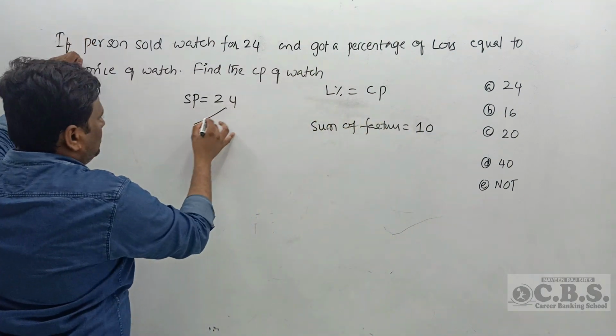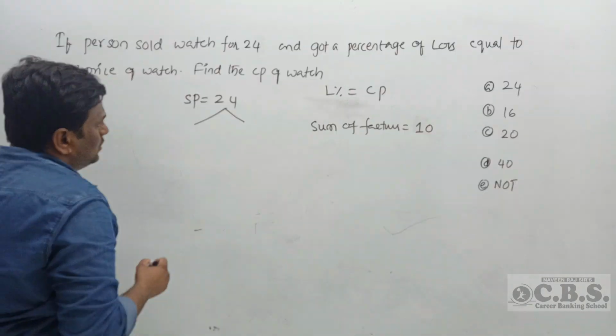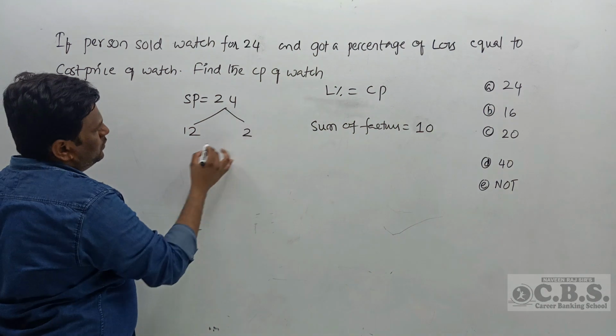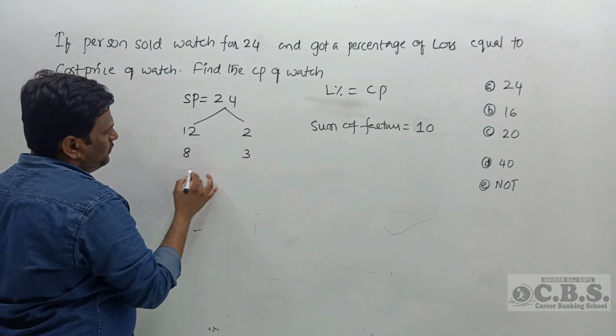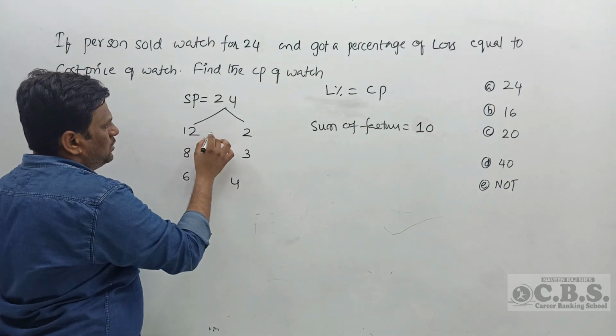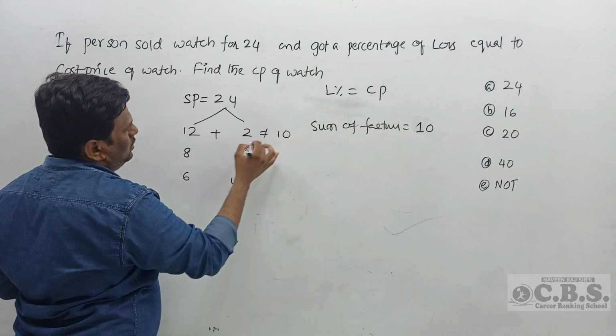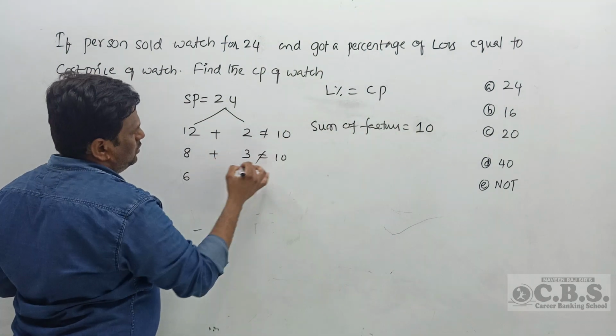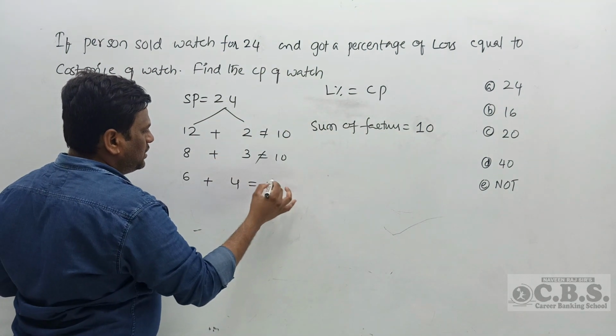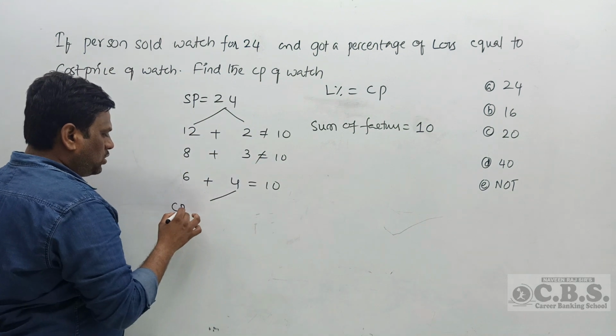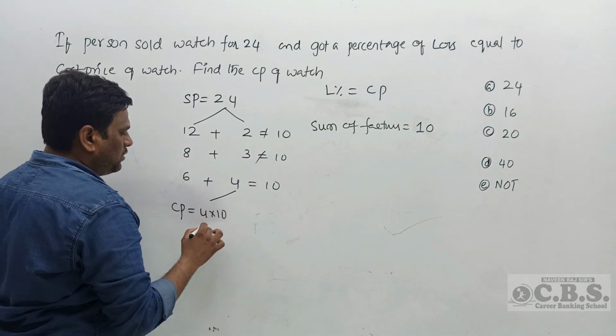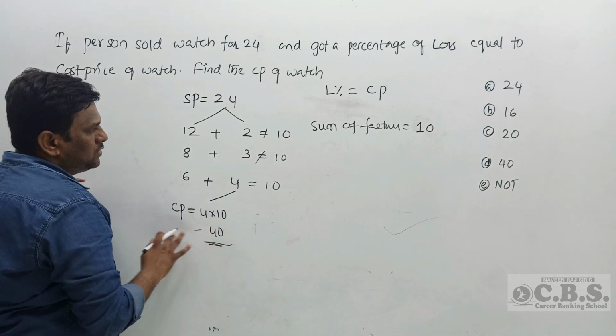Okay, so what is the factorization of this one? 12 2s are 24, 8 3s are 24, 6 4s are 24. Does 12 plus 2 equal 10? No. Does 8 plus 3 equal 10? No. Does 6 plus 4 equal 10? Yes. Therefore the cost price is 4 into 10. Your answer is 40. Okay, so this is the final answer.